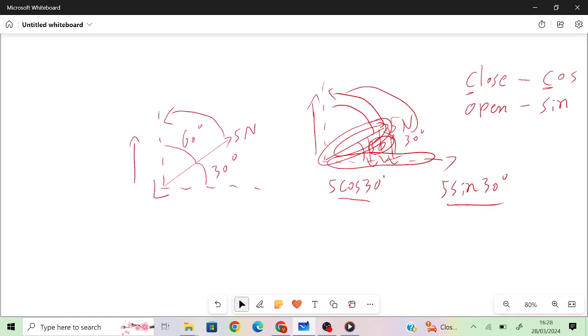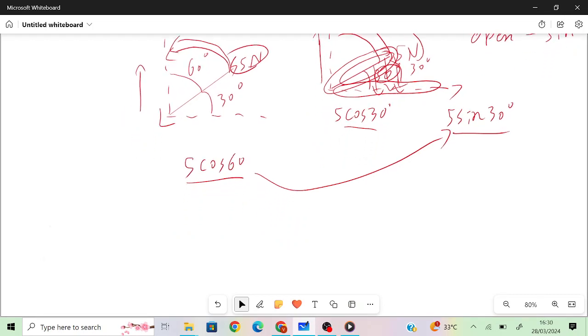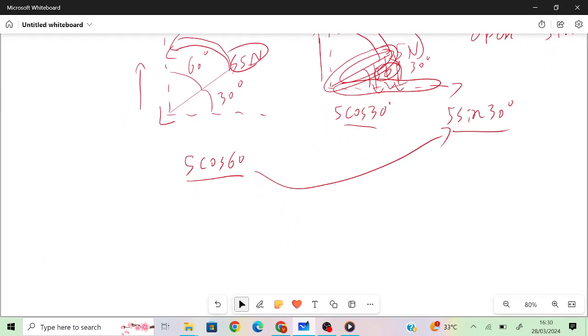Take it like this and do 5 cos 60, which is the absolute same as 5 sine 30. And again, it makes complete sense, because this 5 Newton force you have over here, you're trying to close the 60 degrees down, trying to stomp on it, so you're getting 5 cos 60. And likewise, to resolve it to the horizontal, you would open that 60 up, and you would then have 5 sine of 60, which is the exact same as 5 cos 30.